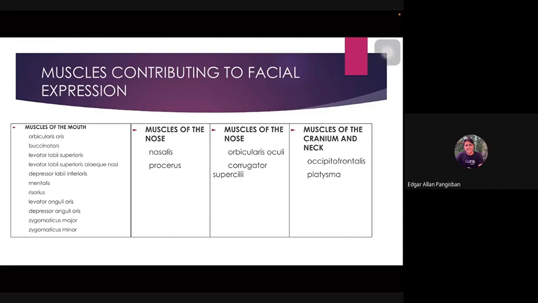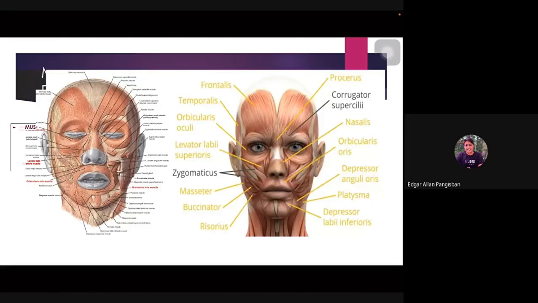Muscles of the nose contributing to a facial expression, we have your nasalis and procerus. Okay, ito typographical, sorry. It should be muscles of the eye. Muscles of the eye that would contribute to a facial expression, we have your orbicularis oculi and your corrugator supercilii. Okay, and the muscle of the cranium or in the head, we have your occipitofrontalis, and the muscle of the neck, we have your platysma. Okay. So, ito po sila. So, ang dami, ano? We have a lot of muscles in here.